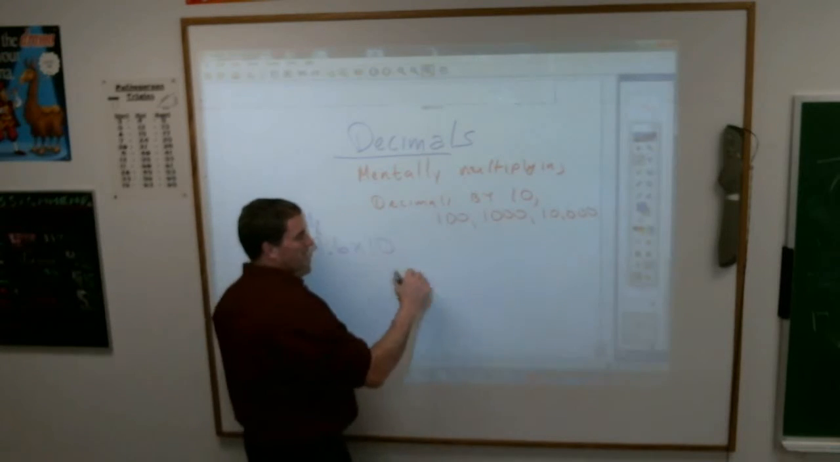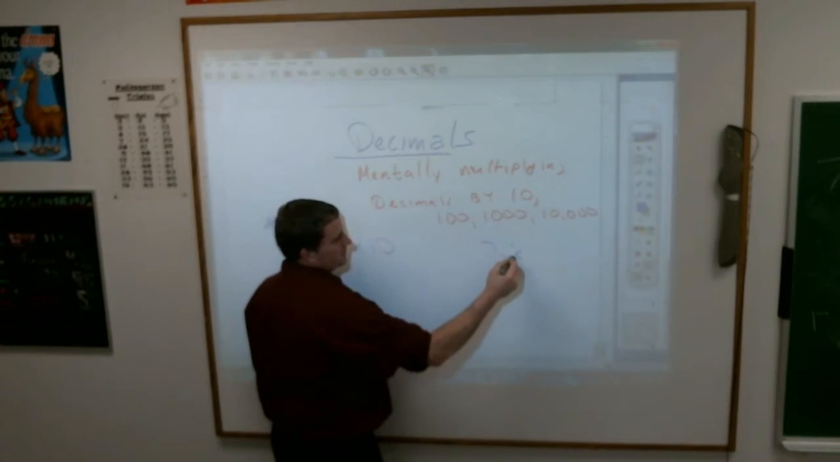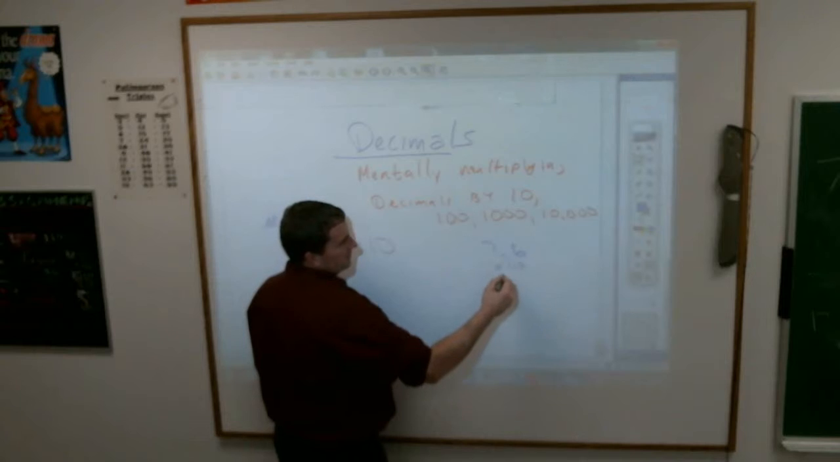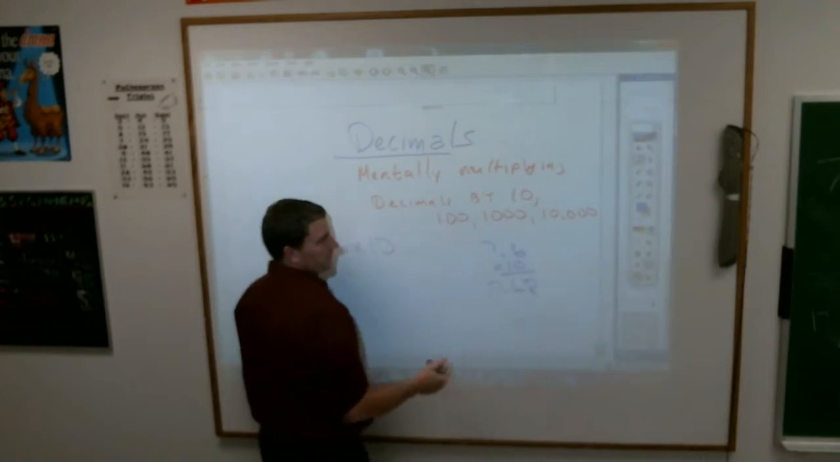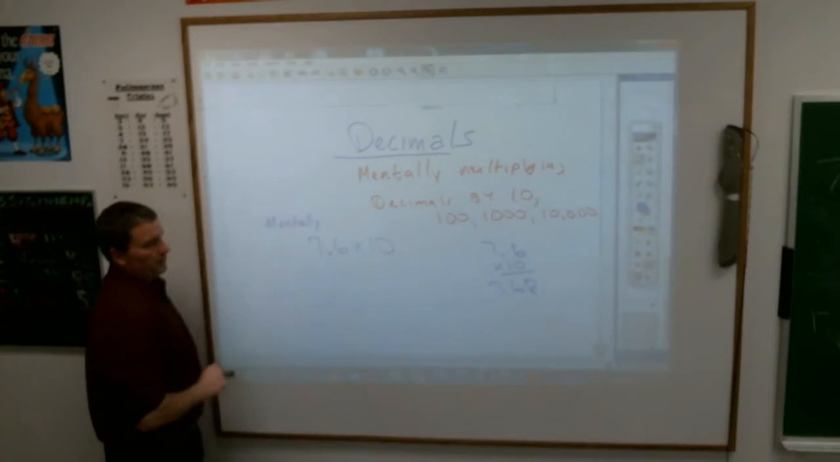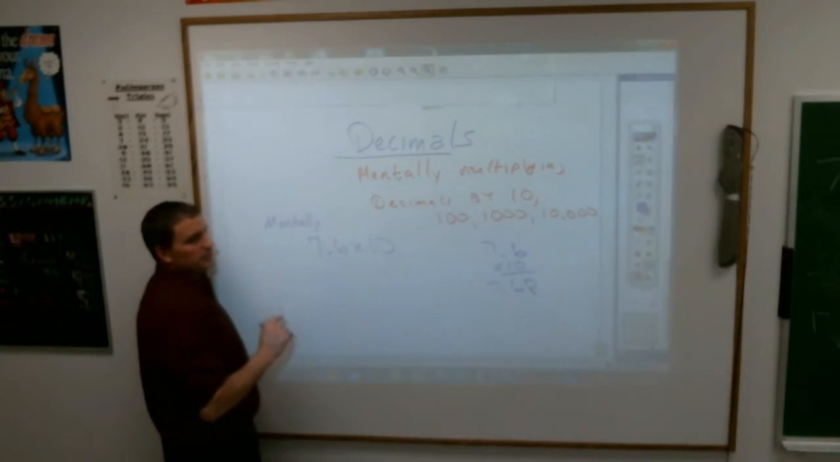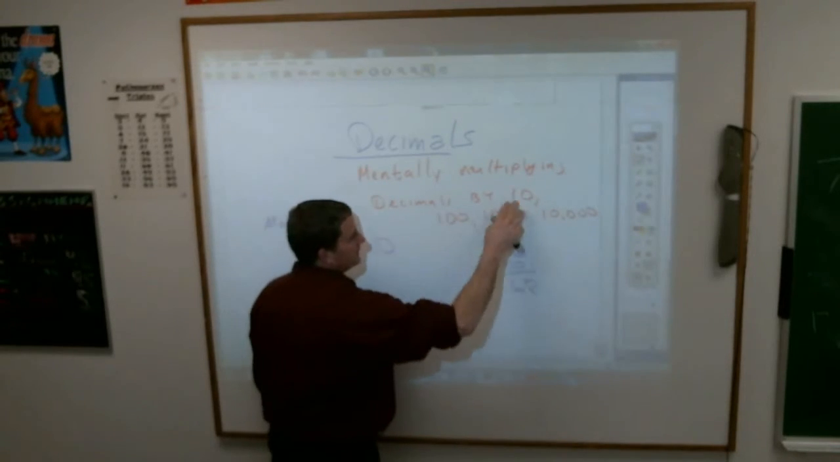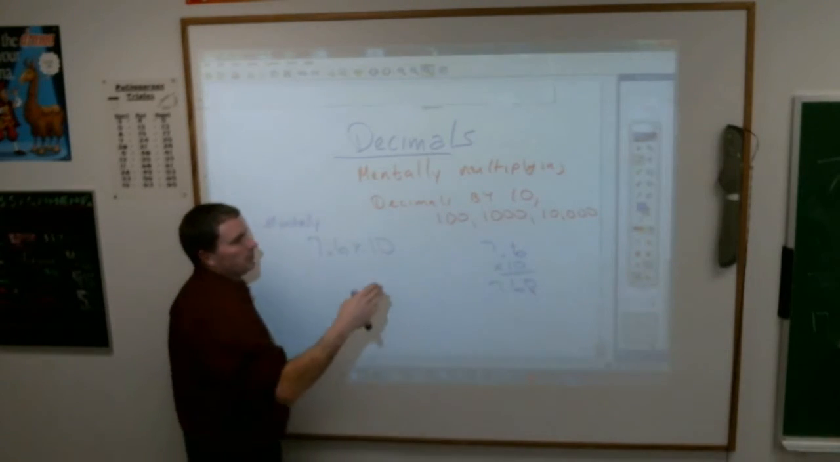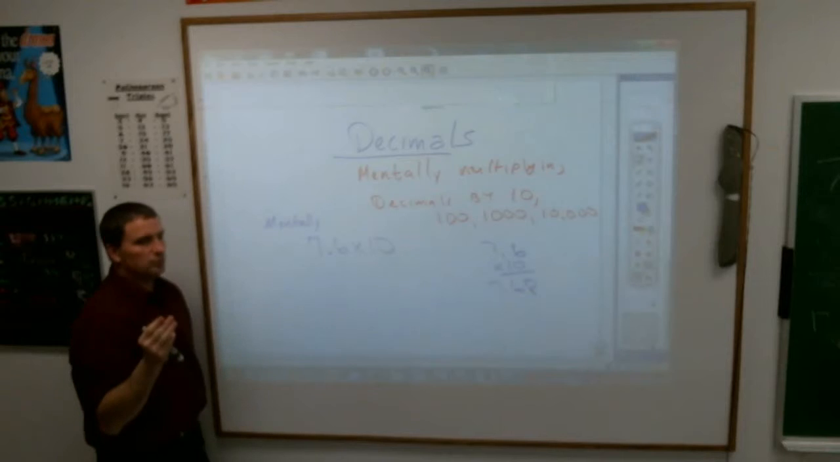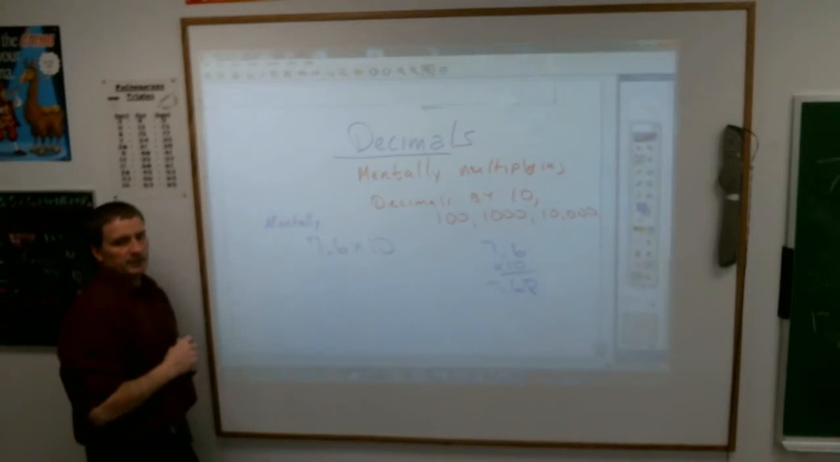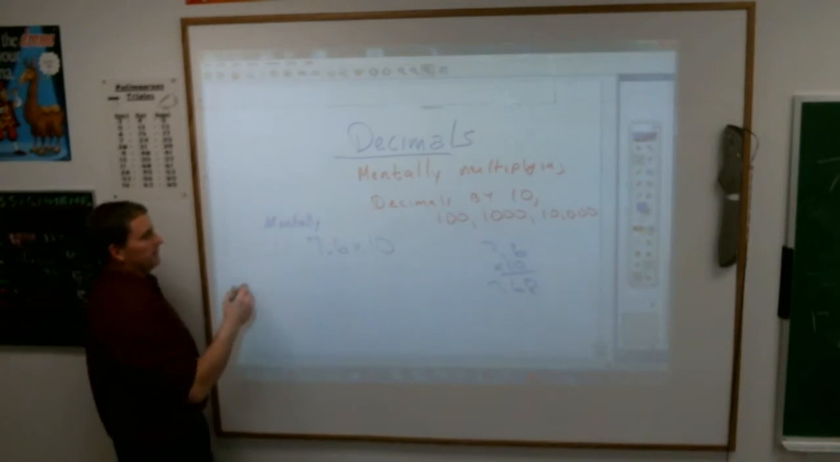If you really did this out as a problem, 7.6 times 10, you'd end up with 760, and you end up with 76 for your answer. But you shouldn't have to do that because of one simple little rule. Anytime you multiply by 10, 100, 1,000, 10,000, a 1 with zeros on it, does anybody know what the rule is? Ryan?